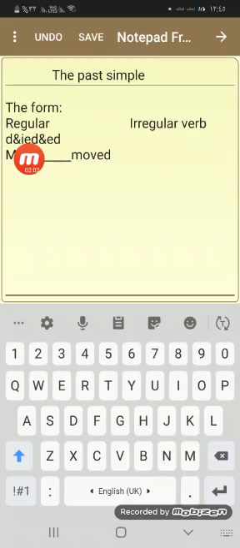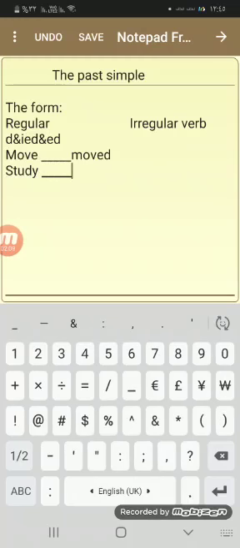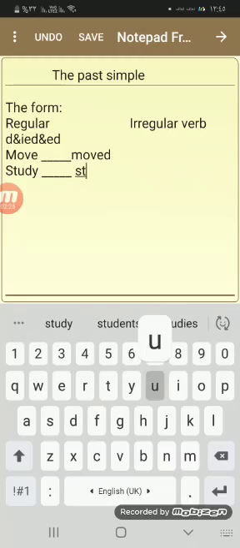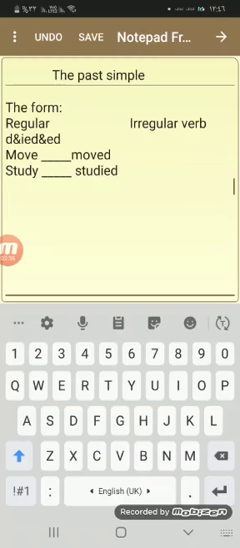When we add IED, look at IED. For example, if I give you the verb study, the verb ends with Y and before it a consonant. You know the difference between consonant and vowel? Y here has a consonant before it, so we change Y into IED. Okay, shabab?